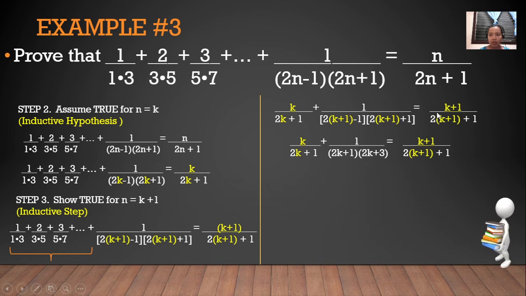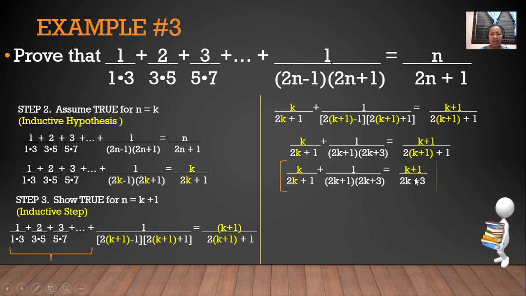Alright, same with here. We are going to simplify also this part. 2 times k is equal to 2k. 2 times 1 is equal to 2. 2 plus 1 is 3. That's why this becomes 3. So let's just copy, copy, and copy.